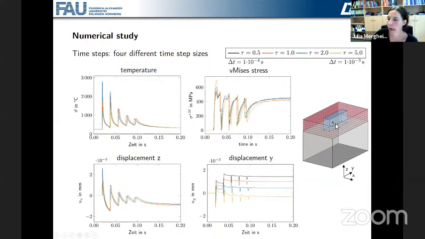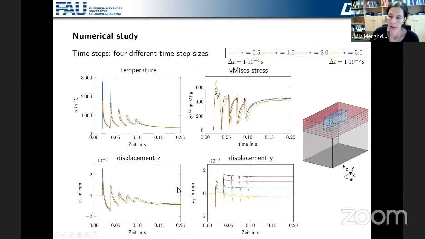So again, we compare the temperature, stress, and displacements at this point A, and we see directly that the differences are larger than in the study before for the different meshes. In the temperatures, we see that in particular for tau equals 5, the maximum temperatures are not captured, there is a very large error. However, the red and the black line, so for 0.5 and 1, are quite close. The same holds for the stresses.